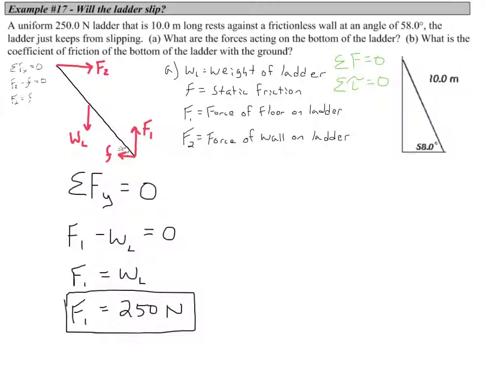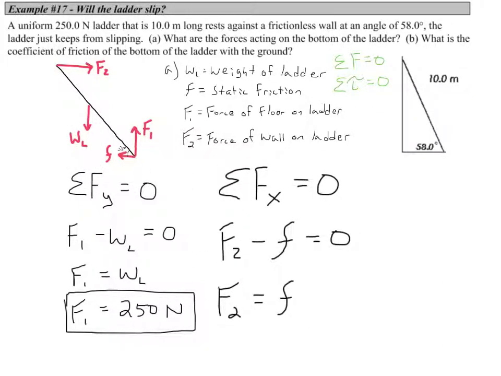So let's take a look then in the x direction. In the x direction, looking at forces, we have F2 from the wall, and we have friction from the floor. Friction is in the negative direction, telling us that F2 is going to be equal to the friction, but we don't have any other information about that, so we can't go any further analyzing this with forces. So we have to go and look at torques.